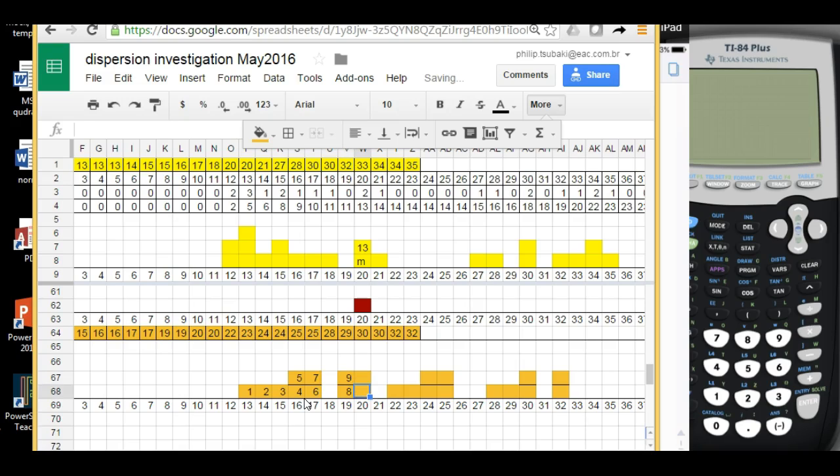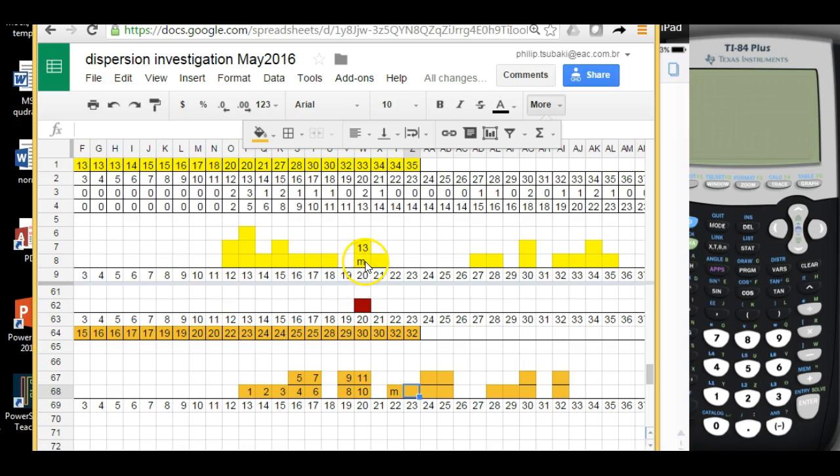8, 9, 10, 11, 12. And the 12th block is the median block. So I'm going to mark the 12th one median. Okay? So I found the median for yellow and I found the median for orange.